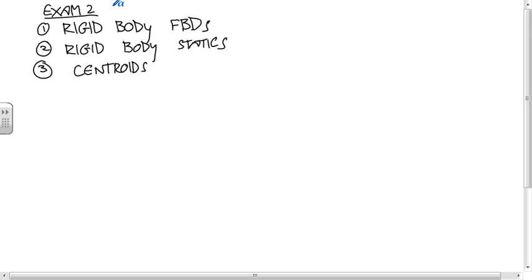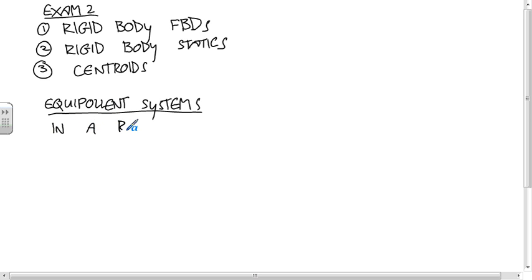All right, so the first mini topic I want to talk about is equipollent systems. Some books have full chapters. I think all books probably have full chapters on this. Many classes put a lot of detail into studying this. I'm not going to put as much detail into it. But the idea is this. In a rigid body, and the rigid body part is key, and I'll go into that in a second.